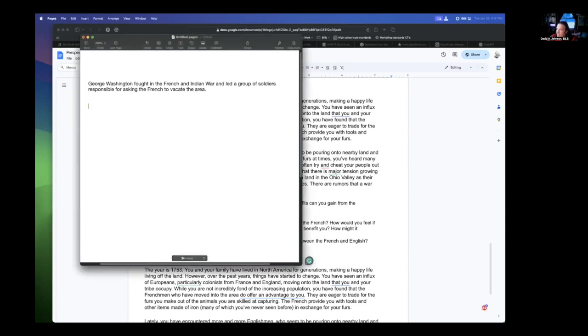So here is my second edit. George Washington fought in the war and led soldiers to the French to ask them to leave. Again, not perfect and definitely not 6 words, but I did shorten it by 6 words. So we went from 24 down to 18, I guess. So that's a quarter of the way there, right? But we're teaching kids with this opportunity here. We're teaching them how to edit and how to be concise.